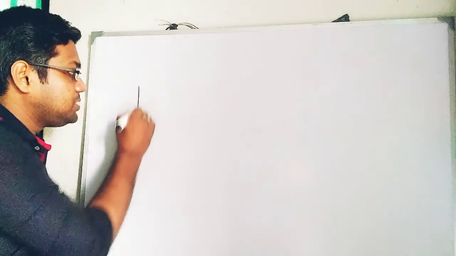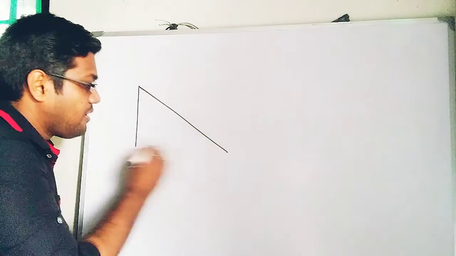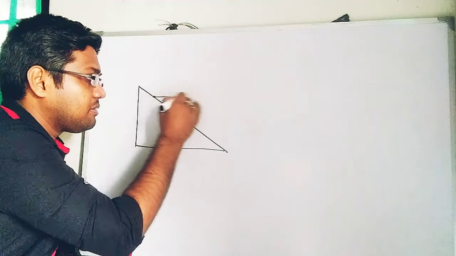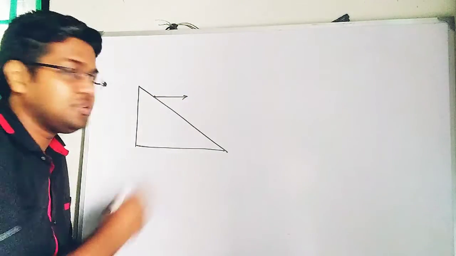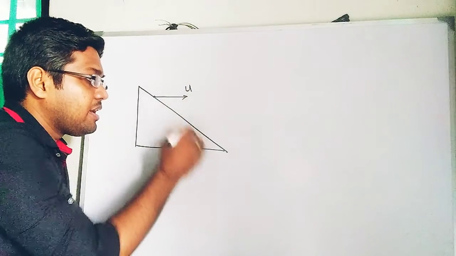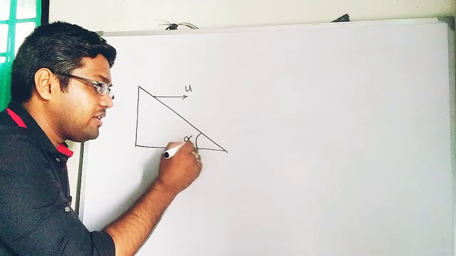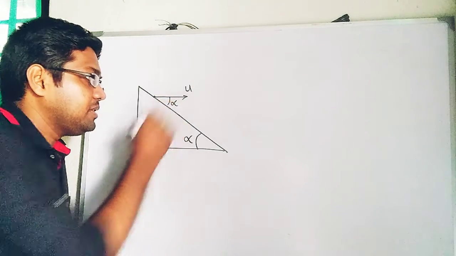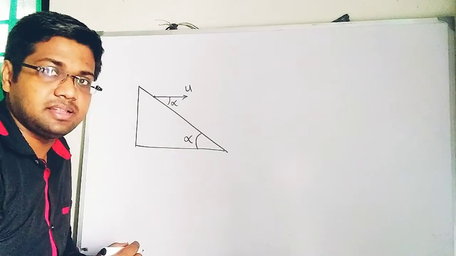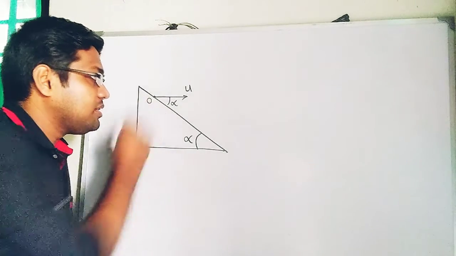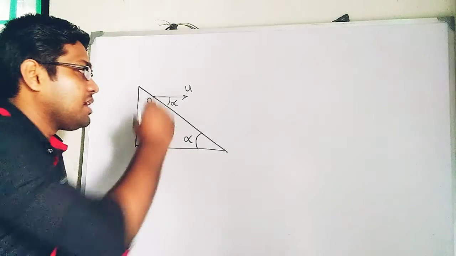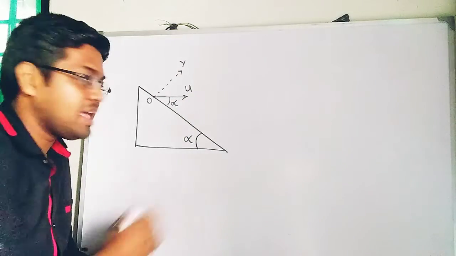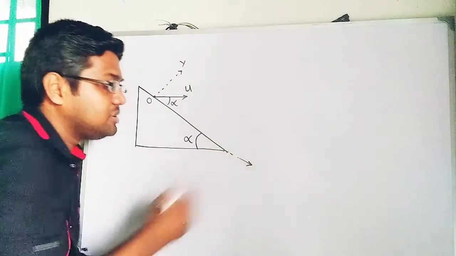Today we are going to discuss projectile motion from an inclined plane. If the particle is thrown parallel to the ground with a velocity u, and the inclination of the inclined plane is alpha, then this angle should be alpha as they are alternate angles. O is the point of throwing. We consider the y-axis perpendicular to the plane and the x-axis along the inclined plane.